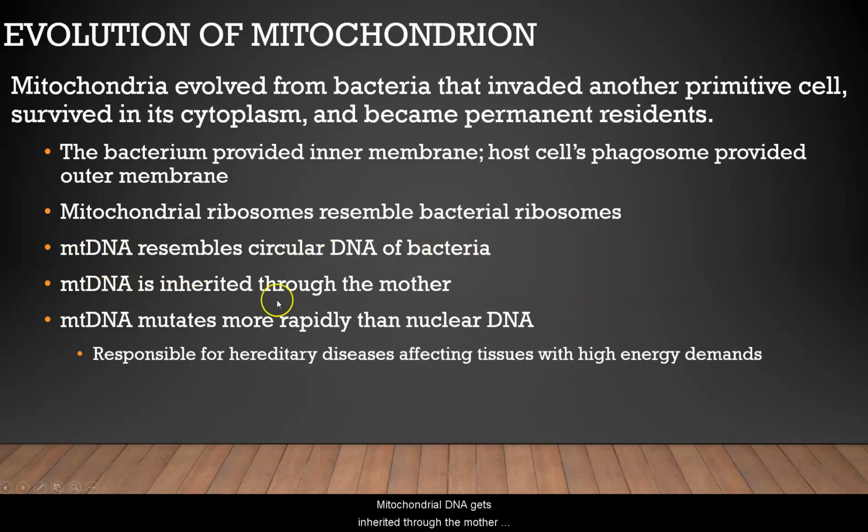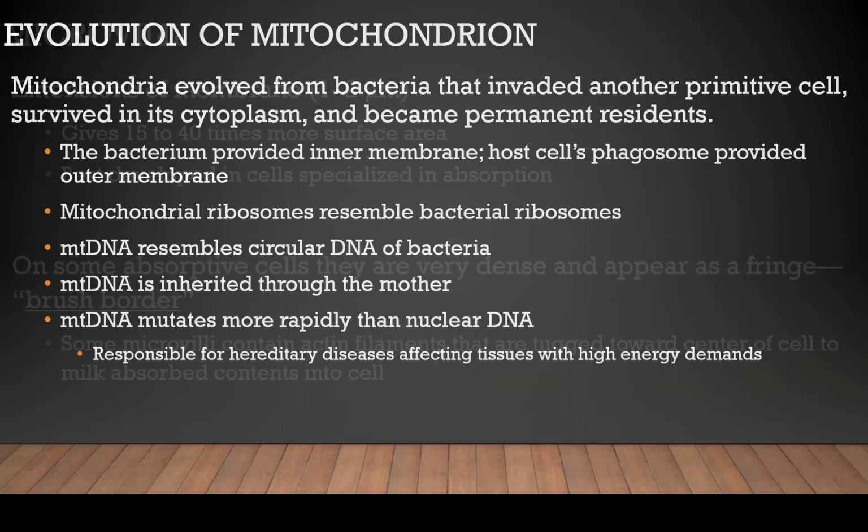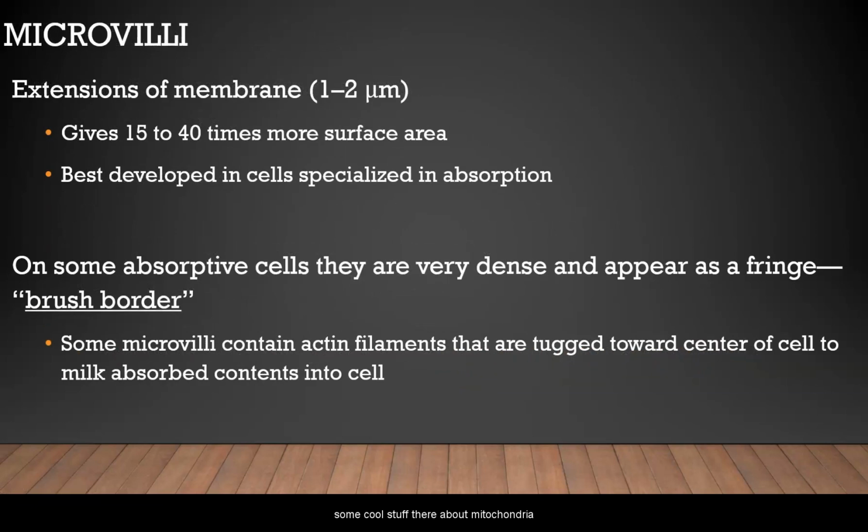Mitochondrial DNA gets inherited through the mother. That's just a fun fact. Your mitochondrial DNA is the same as your mother's. Mitochondrial DNA mutates more rapidly than nuclear DNA, which is also similar to bacterial DNA, sorry. It's responsible for things such as hereditary diseases that affect tissues that have high energy demands. So some cool stuff there about mitochondria.